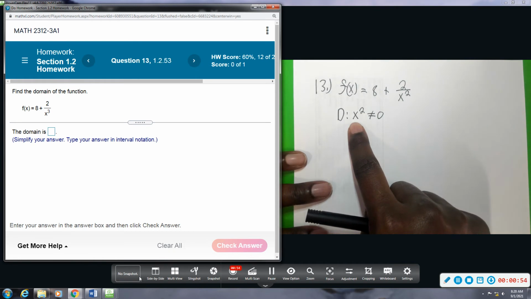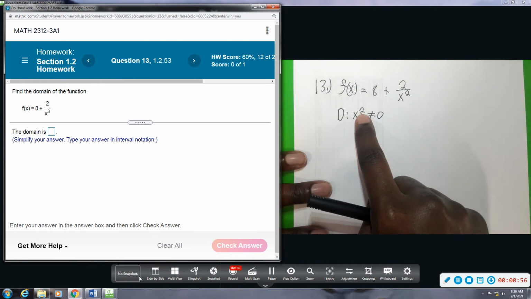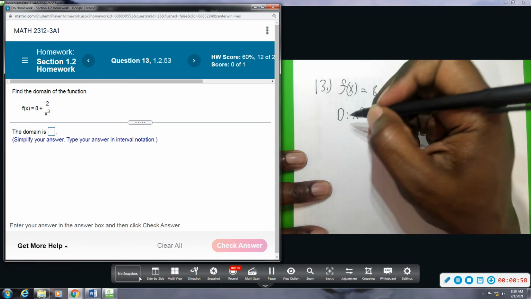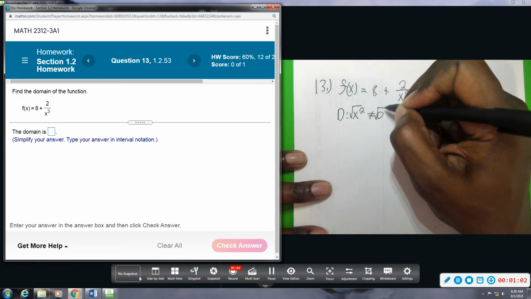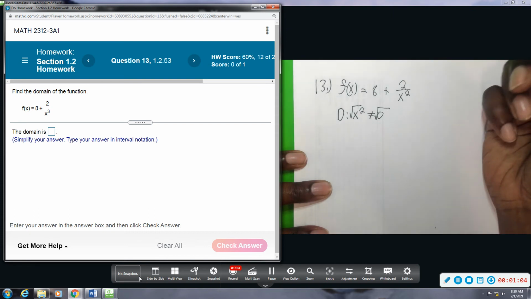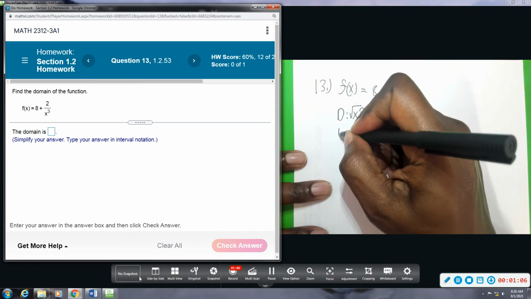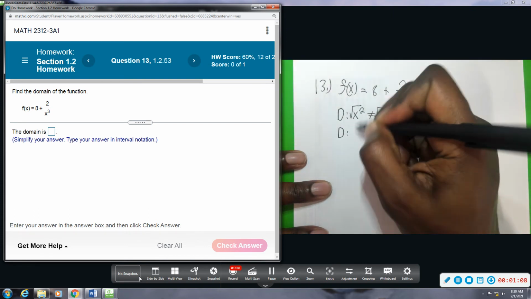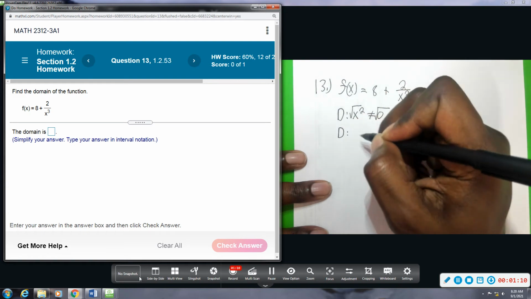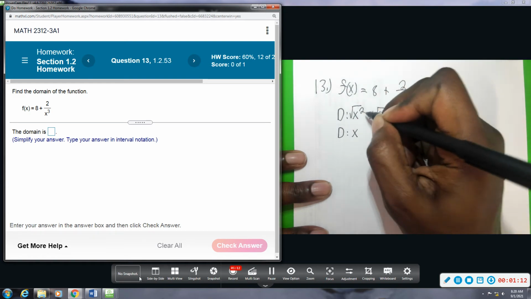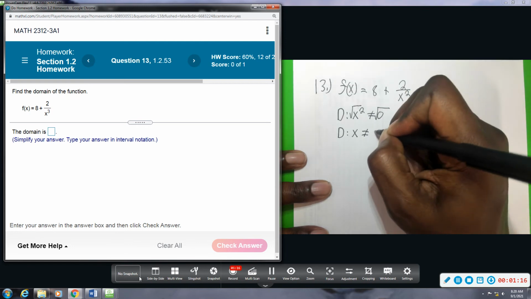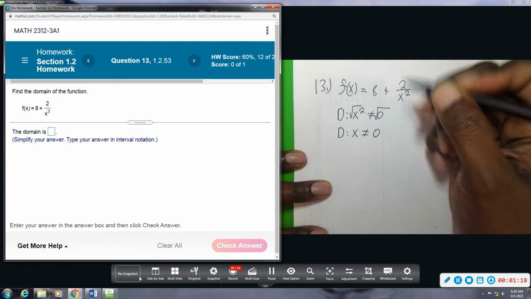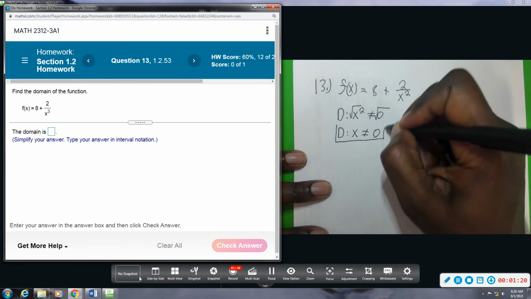So the way we solve, we have to get rid of this square. You get rid of a square by taking the square root of both sides. So you have to square root the x squared and square root 0. From here, we would get domain, square root and square cancel each other out. Bring down the x. X cannot be equal to square root of 0, which is 0, because 0 times 0 is 0. So here's your domain.